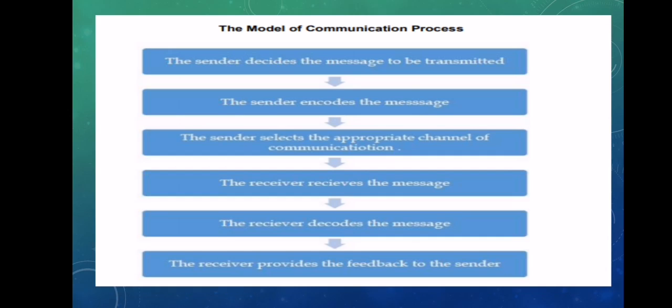The next one is the model of the communication process. The first one is the sender decides the message to be transmitted. The next is the sender encodes the message. And the third one is the sender selects the appropriate channel of communication. The next is the receiver receives the message. And the next one, the receiver decodes the message. And the last, the receiver provides the feedback to the sender.